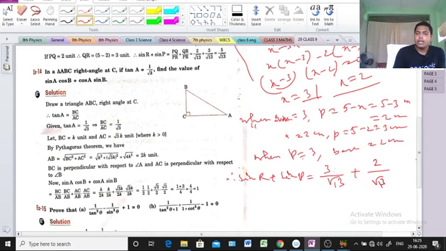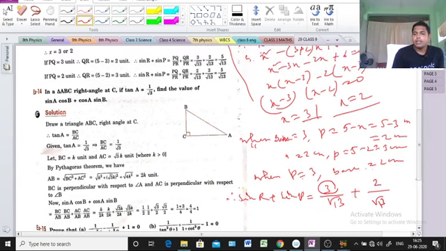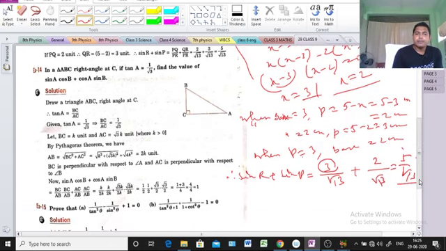So see, alternatively we can write it: here 3, so another one will come, what here? 2 will come. Clear or not? Clear? That means 3 plus 2, 5 by root 13, because the denominator is the same. So 5 by root 13. Clear or not? Clear? Okay.